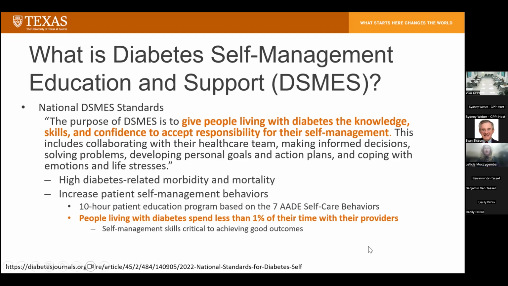And one thing that really struck me that's highlighted in the National DSMES standards is how patients living with diabetes spend less than 1% of their time with their providers. And so that means that for the large majority of their time, they have to rely upon their own management skills, or sometimes those of their caregivers. And so that really brings home the point about why it is so important that patients are equipped with these skills.